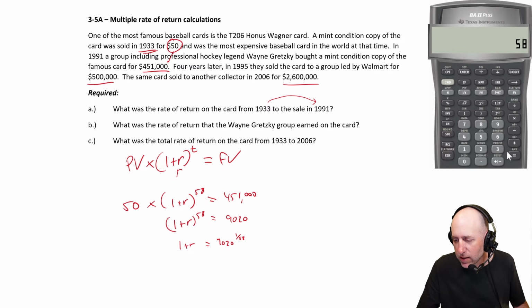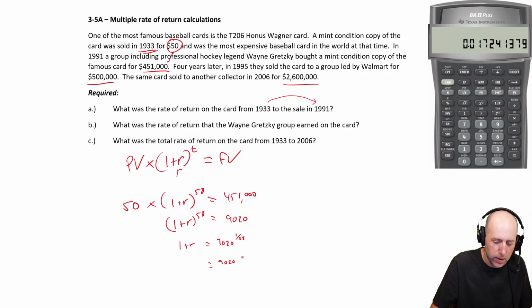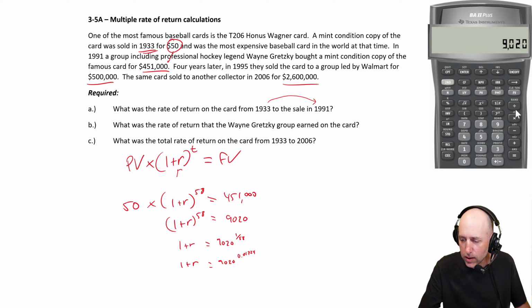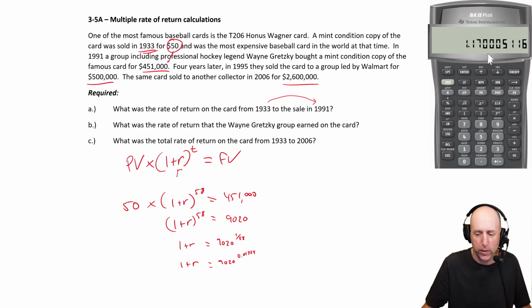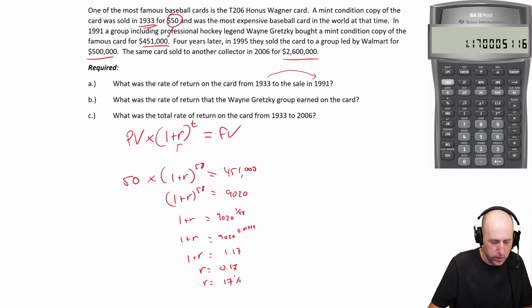1 divided by 58, I need it as a decimal, is 0.01724. So I get 9,020 to the power of 0.01724 equals 1 plus R. 9,020 to the power of 0.01724. I get 1.17, almost exactly. It's unusual to have a number so close to an exact number. 1.17, R equals 0.17. R equals 17%.